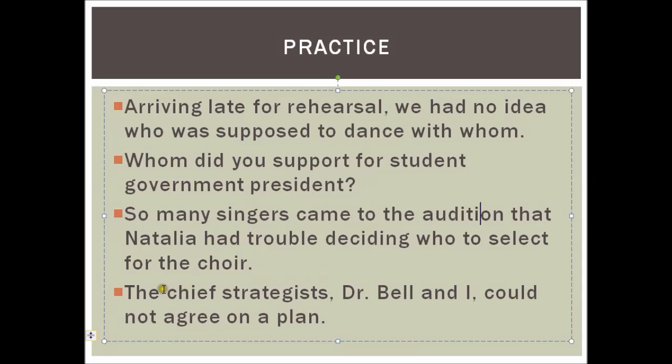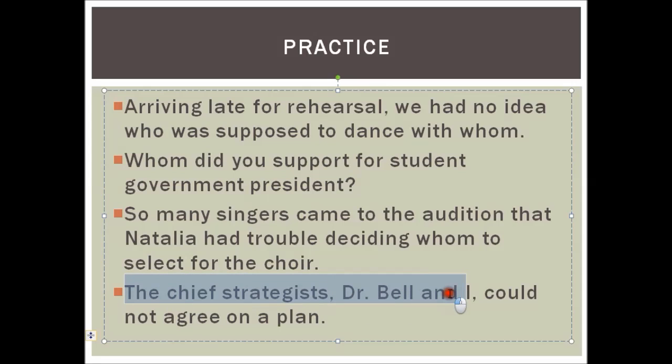So many singers came to the audition that Natalia had trouble deciding who to select for the choir. So Natalia decided to select, would you say he or him here? Natalia decided to select him. So that means whom would be the pronoun that we want. And this is an example from before. The chief strategist, Dr. Bell, and I could not agree on a plan. If we cross all of this part out, we could say, I could not agree on a plan. That sounds correct. It shouldn't be me could not agree on a plan. So this one is correct as it is.